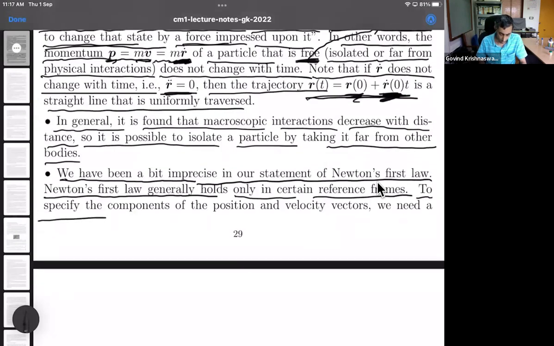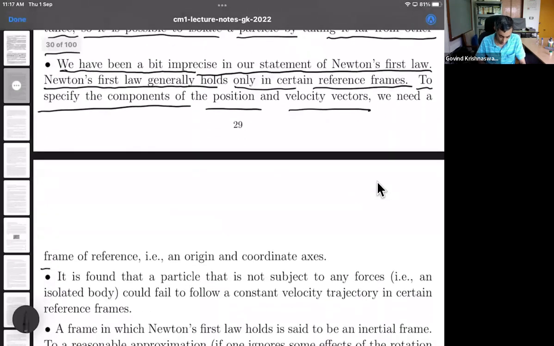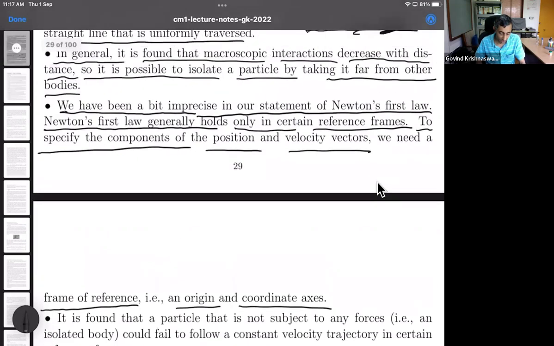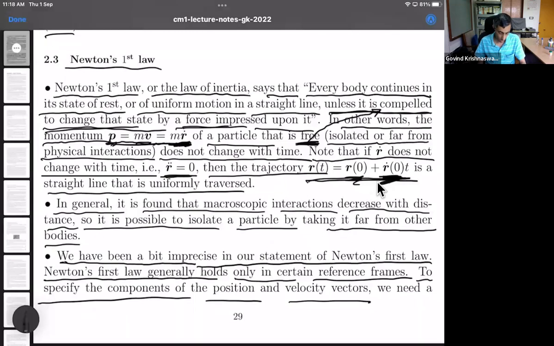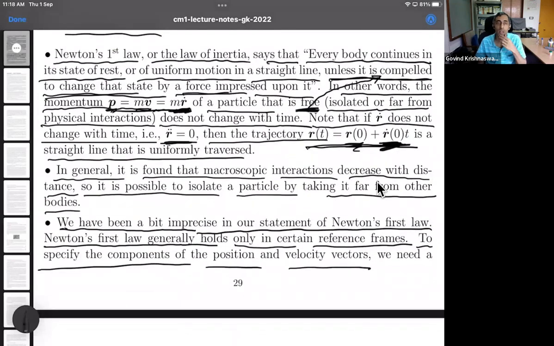To specify the components of the position and velocity vectors, right? After all, I used them in writing this formula. To specify the components of the position and velocity vectors, we need a frame of reference. We need an origin, we need a concept of time, and we need coordinate axes. So in our previous statement, which was a very nice and pithy, short statement, no mention of the frame of reference was made. So the question would automatically arise, in which reference frame is this law valid? Is it valid in all reference frames? What sort of a law is it? Is my question clear to you?